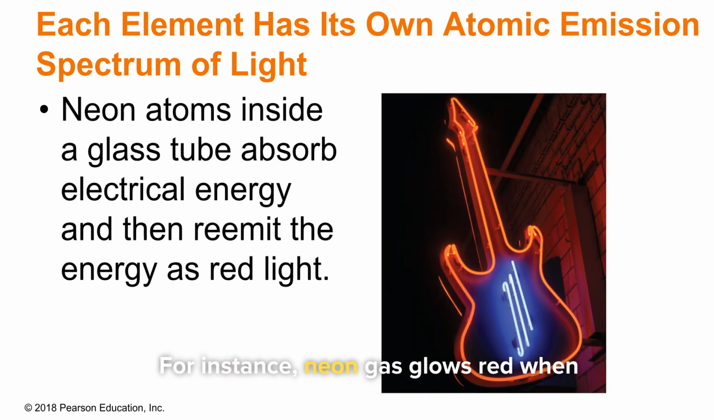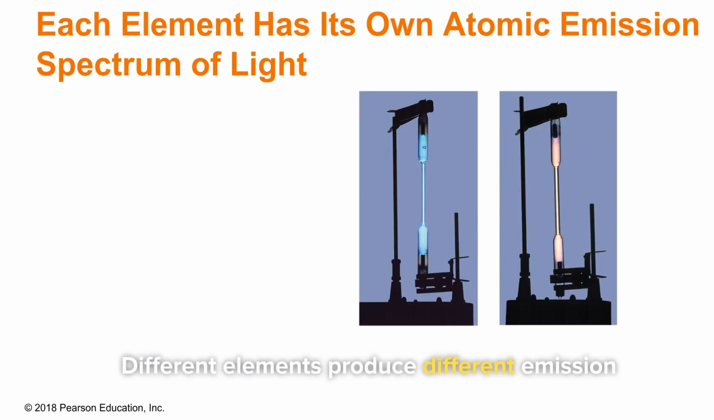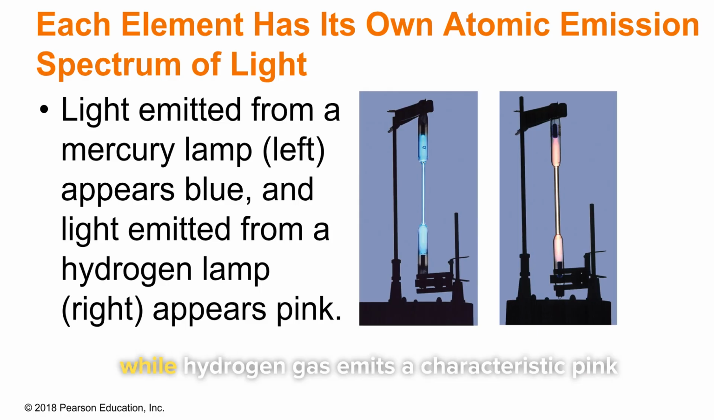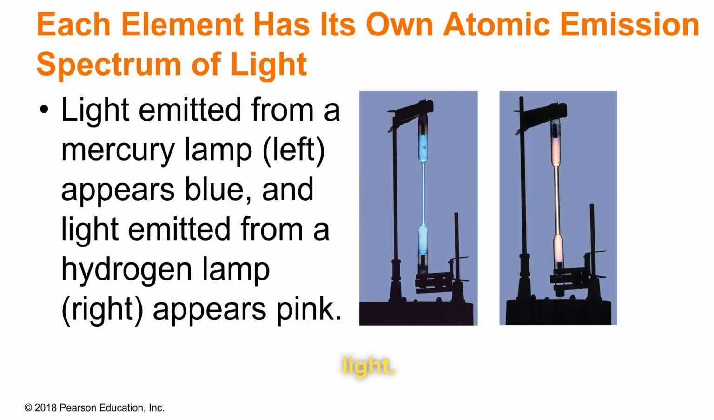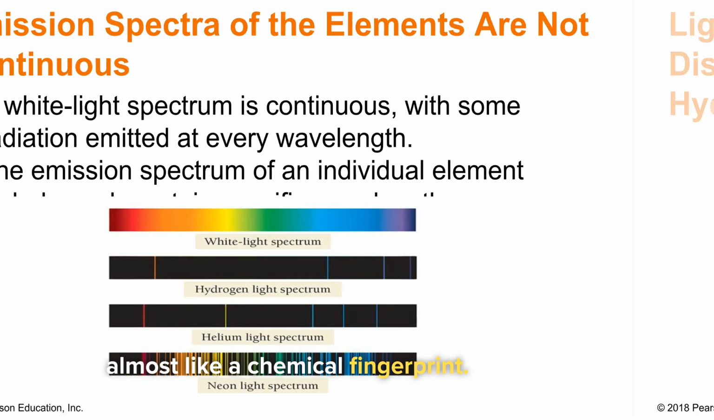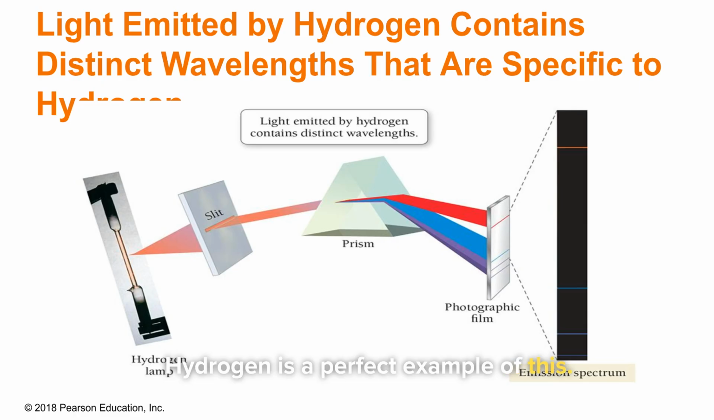For instance, neon gas glows red when energized, creating the distinct light in neon signs. Different elements produce different emission spectra. As shown here, mercury vapor appears blue, while hydrogen gas emits a characteristic pink light. Unlike the continuous spectrum of white light, the emission spectra of individual elements are composed of specific, distinct wavelengths, almost like a chemical fingerprint. Hydrogen is a perfect example of this. When energized, it emits light at very precise wavelengths that are unique to its structure.